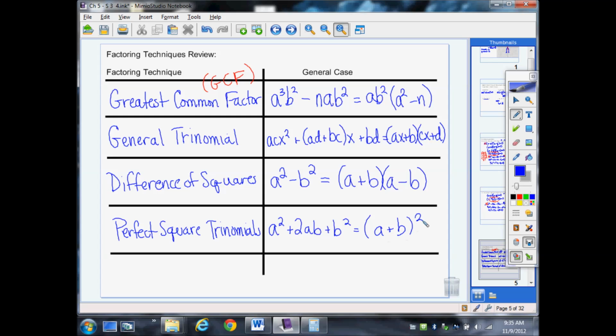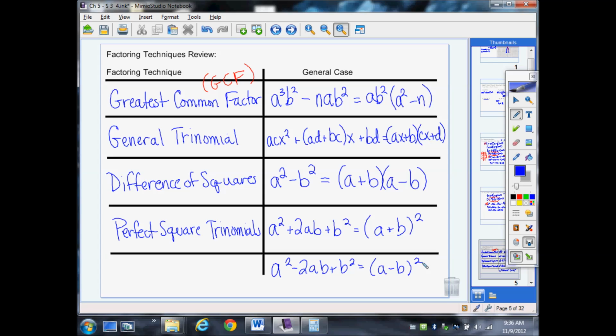And then you also have the negative. So the first and last term are perfect squares, and the middle term is when you take the two square roots and multiply them by 2. So we'll go over that too.